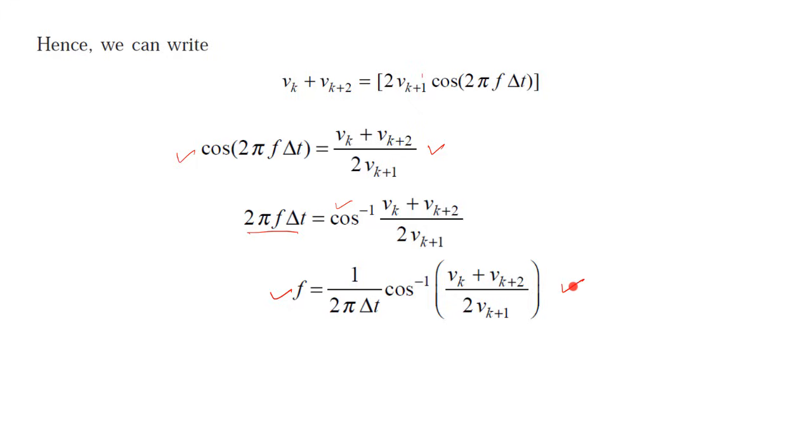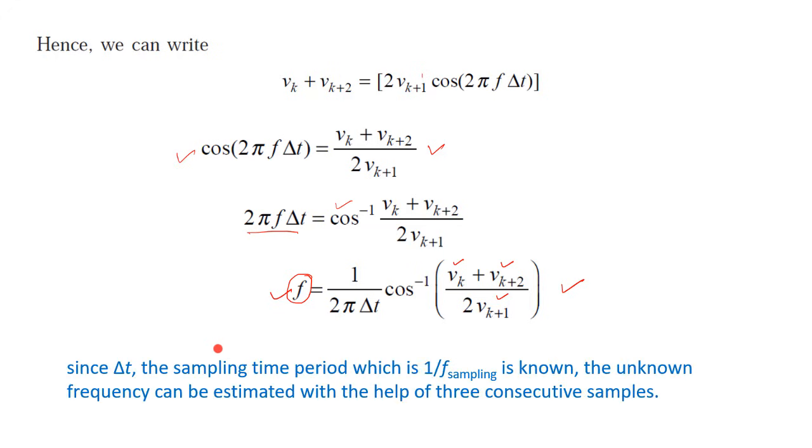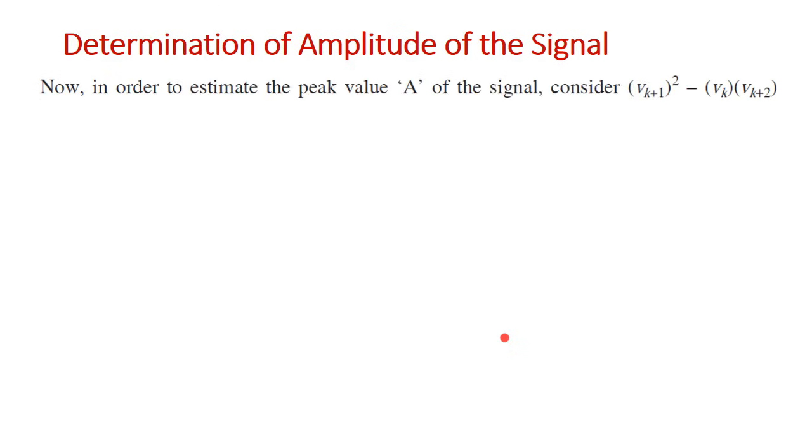So now I found that if we know the samples V(k+2) and V(k+1), I can estimate the frequency of the signal, right? Since delta t, the sampling time period, which is 1 by f sampling, is known, the unknown frequency can be estimated with the help of three consecutive samples. Okay. So next, coming to how I can determine the amplitude of the signal. The amplitude of the signal also can be determined in a similar fashion.